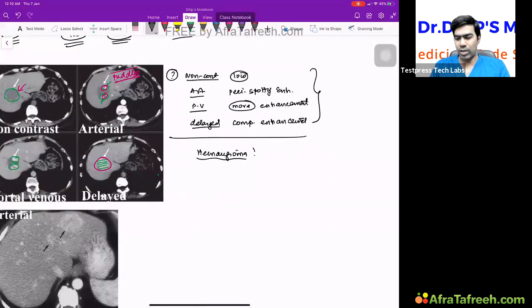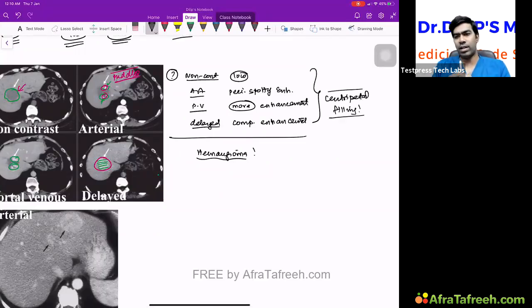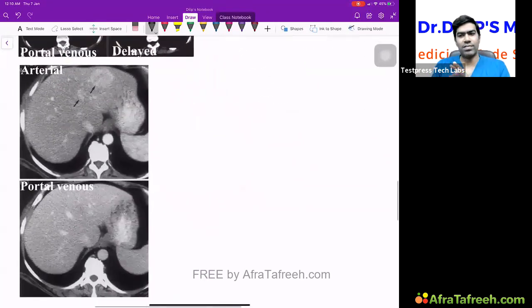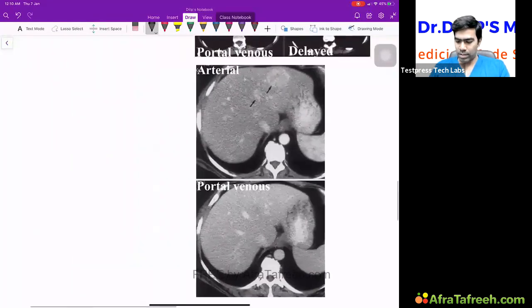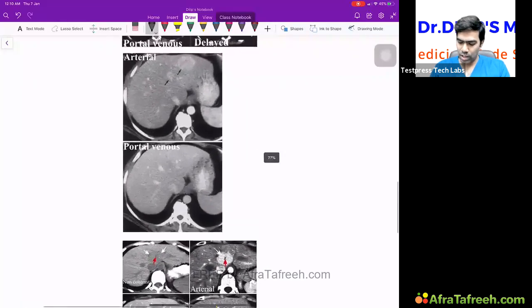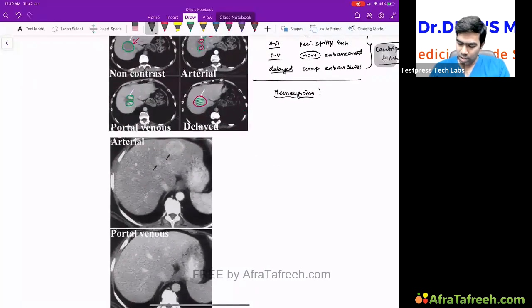So typically you can tell this in one word. That is something called centripetal filling. That's all. Simple. Centripetal filling. Like a centripetal force acts towards the center, the enhancement will start from the periphery and move towards the center. Clear? So this is what we refer to as centripetal filling, and this is a very characteristic feature of a hemangioma in reality. Then next we have something called focal nodular hyperplasia. So let us see what will be seen in an FNH.